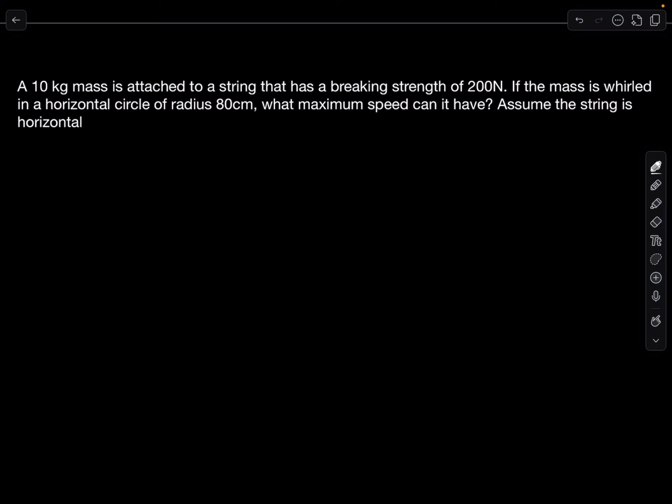Hello everyone, today we're gonna solve some classical mechanics problems. Let's just get straight into it. Mostly, we will be solving the problems that test our understanding of uniform circular motion.